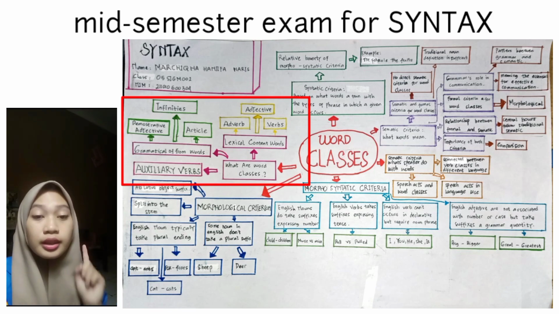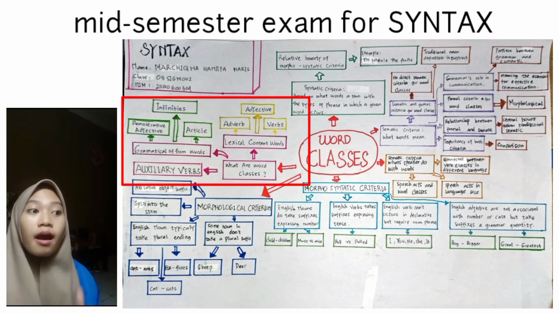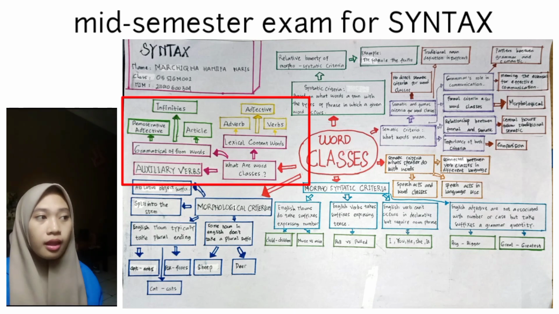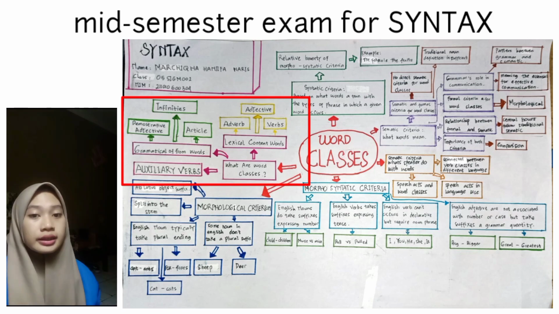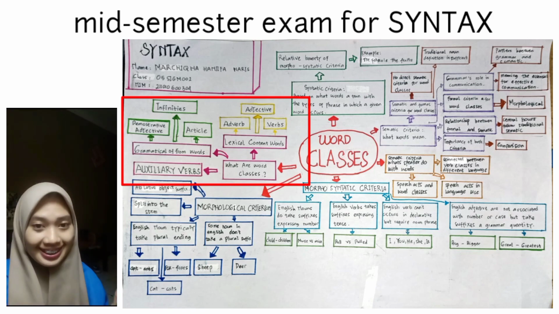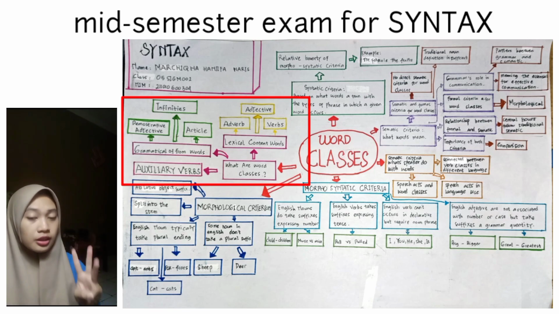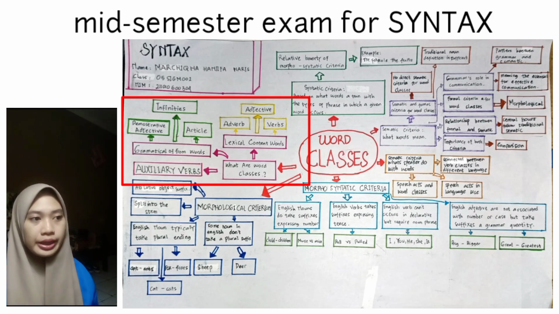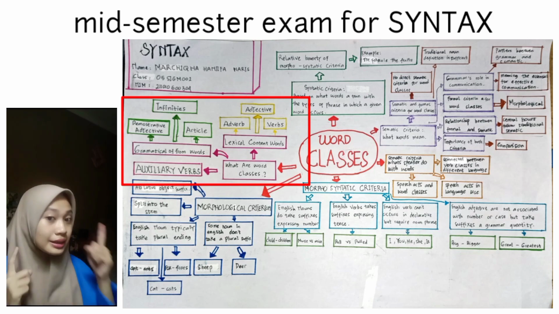The first, noun, refers to a person, place, thing, or idea. Example, London, love. Second, pronoun. Pronoun takes the place of a noun. Example, she, he, it. The third, verb. Verb describes an action or state of being. Example, run or think.